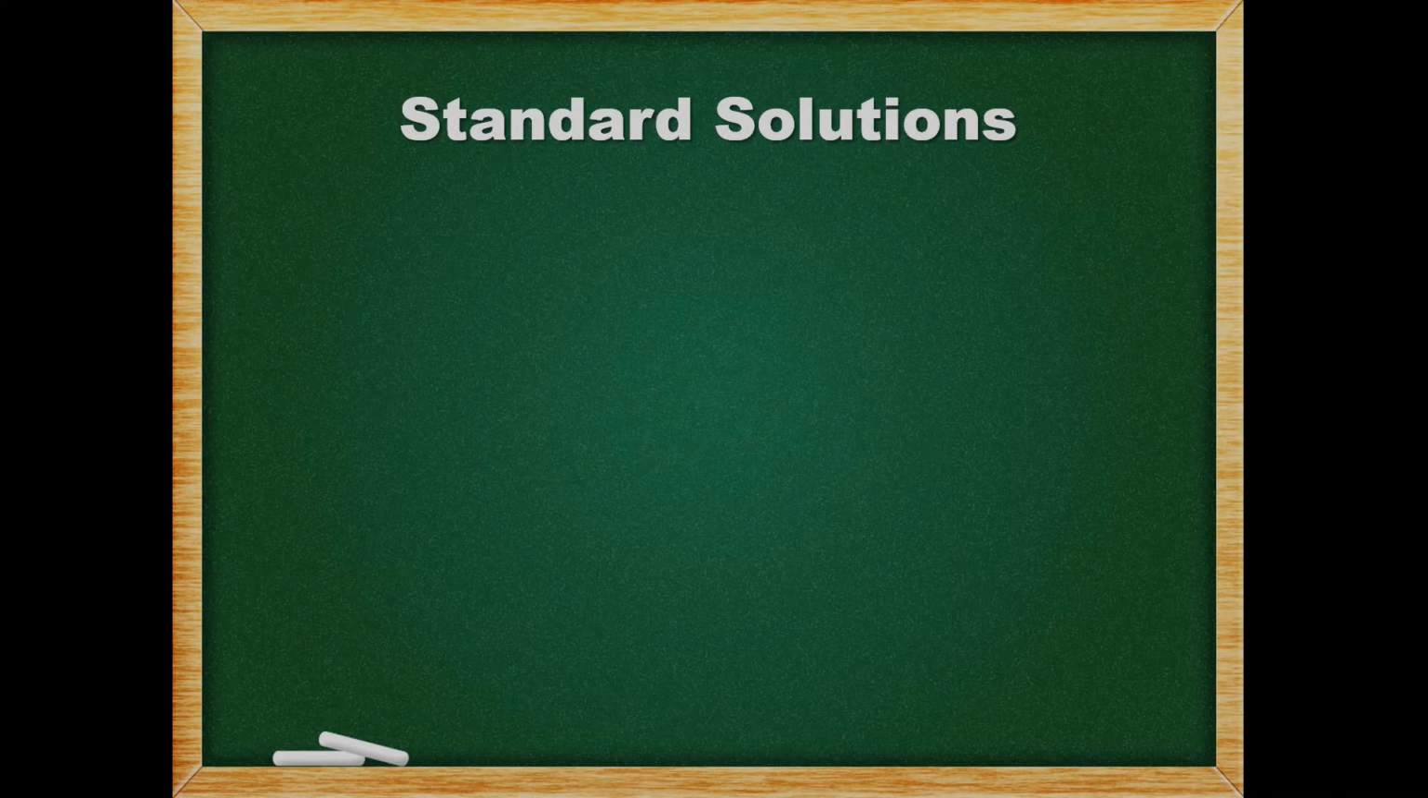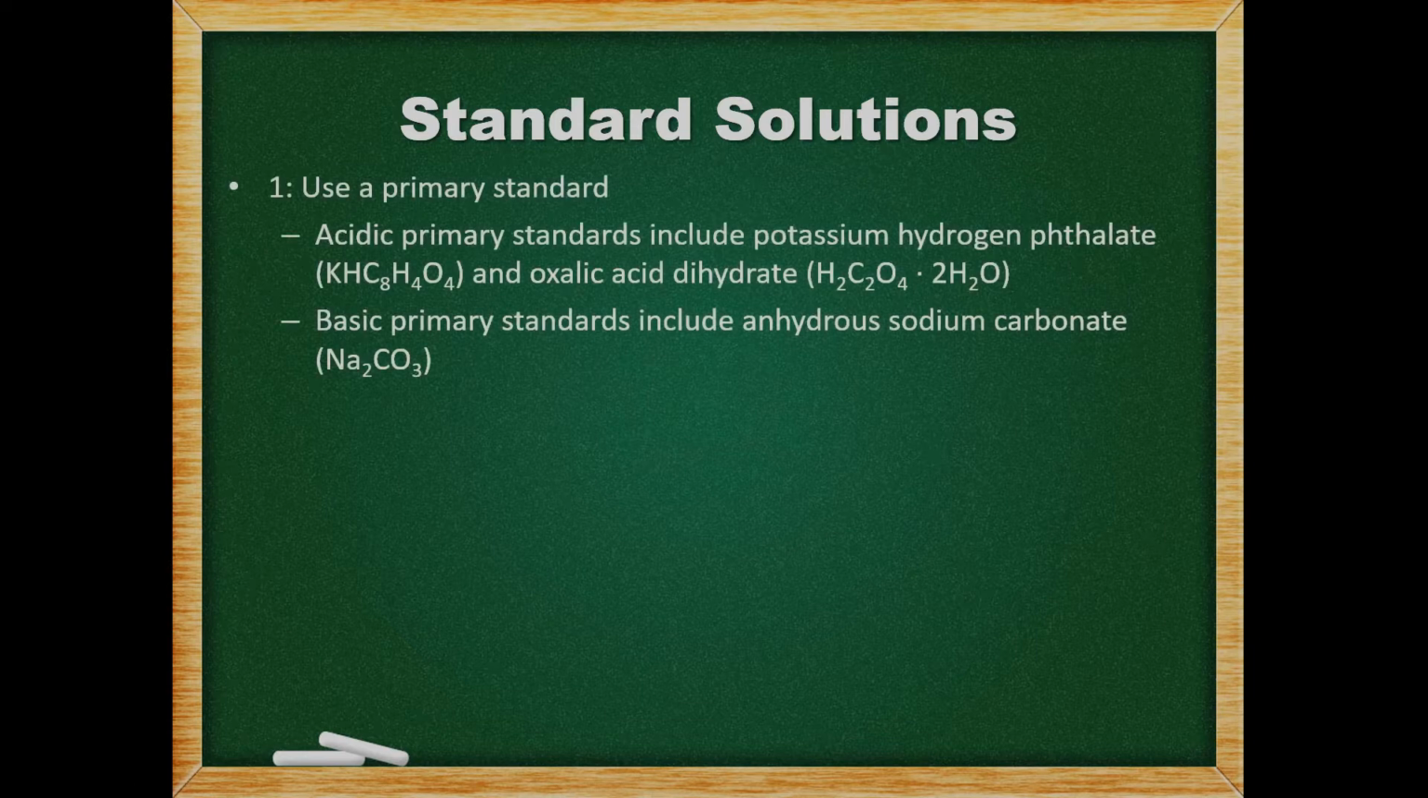For a titration to be successful, we need the concentration of our standard solution to be accurately known. There are 2 ways we can go about this. One is using a primary standard, which is stable and available in highly pure forms. These include potassium hydrogen phthalate, oxalic acid dihydrate, and anhydrous sodium carbonate.